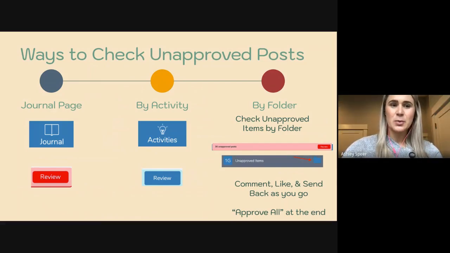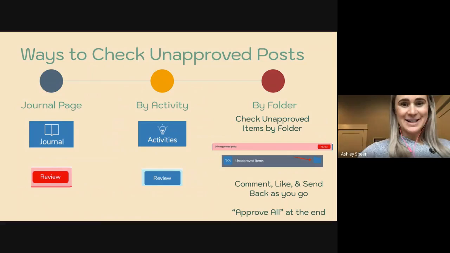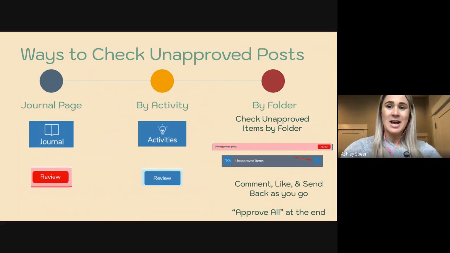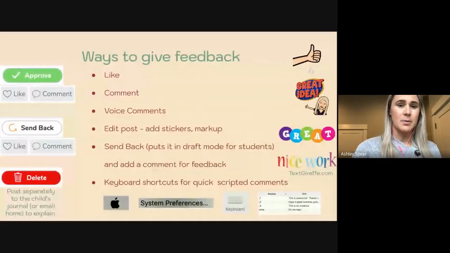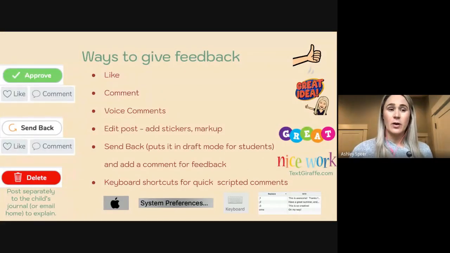So as you're approving them, you're also wanting to give feedback, I'm sure. We talked about maybe giving a video message for feedback on their post separately, but there are other ways to do it on their actual post or on their journal separately. On their actual post, there's the like button that we all know. Comment, you could leave voice comments. Once you click comment, you can do the microphone for voice comments. You could edit the post.